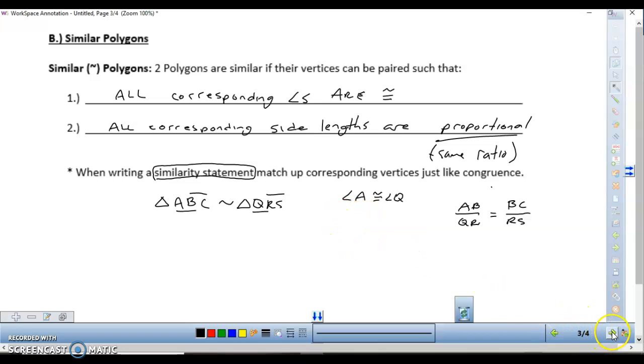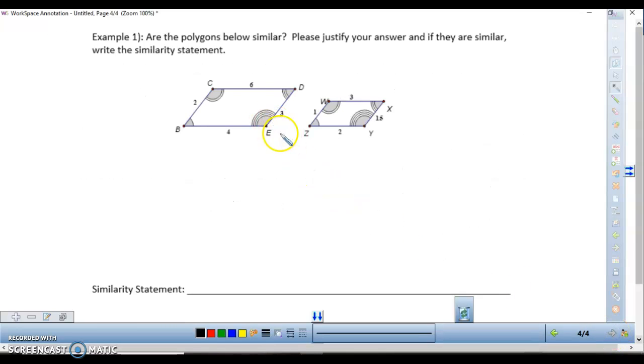All right, so just a quick example. If I ask you to tell me if polygons are similar to one another, you need to check both parts of the definition. Now you can tell by looking at this that angle B is congruent to angle Z, it's given, angle C is congruent to angle W, angle D is congruent to angle X, and angle E is congruent to angle Y.